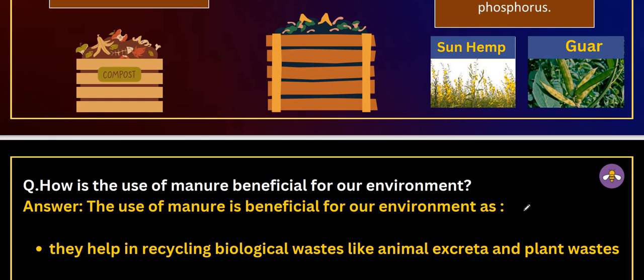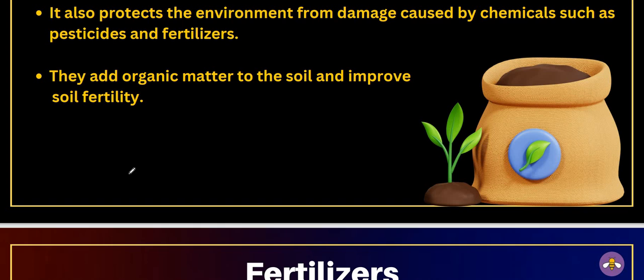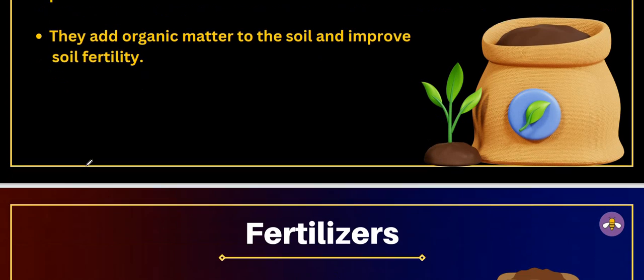and they provide nitrogen and phosphorus. How is the use of manure beneficial for our environment? It helps in recycling biological waste like animal excreta and plant waste. It also increases the water holding capacity of the soil, it improves the fertility of the soil, and does not damage the soil in any form.